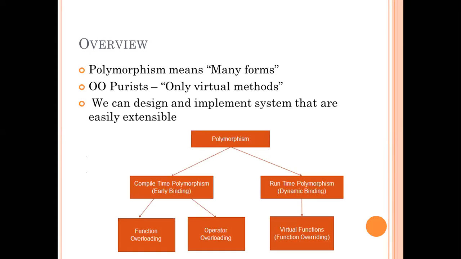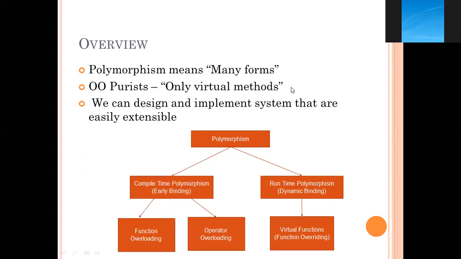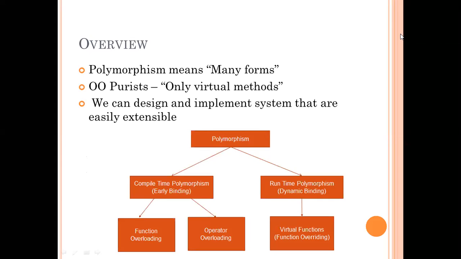Polymorphism we have seen with this diagram also, where we have the types of polymorphism. Generally, what does the term polymorphism mean? Many forms. For these many forms we are going to use virtual functions, virtual methods, and we can design the system with more flexibility which can be provided by these types. The types are compile time polymorphism, or early binding, and runtime polymorphism, or dynamic binding.